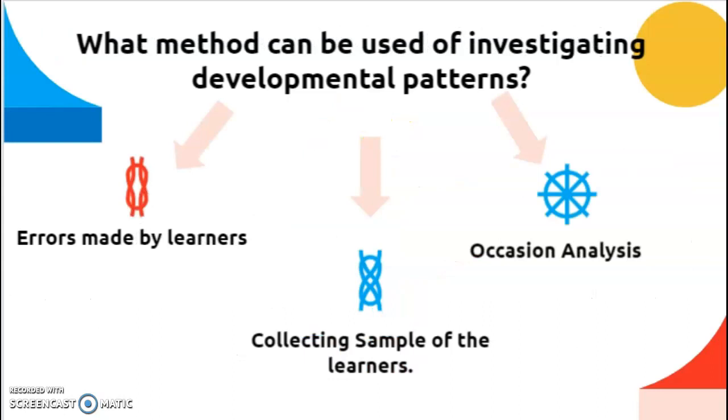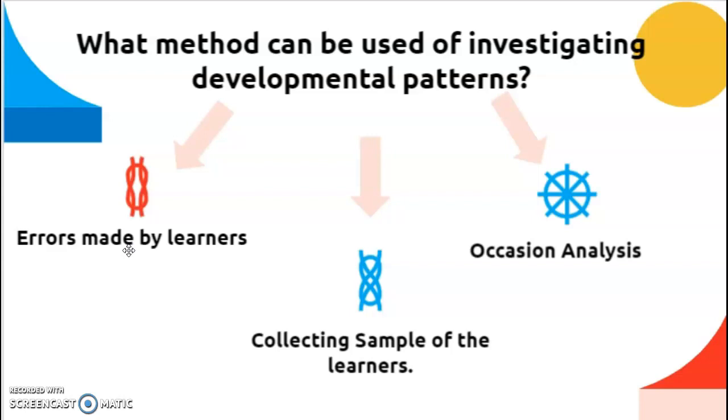Now, it is important to see what methods can be used for investigating developmental patterns. And we have the first method, which is errors made by learners. There are various methods which can be used when investigating developmental patterns. One of the methods is to study errors made by the learners and to determine if they change and how they change over time.